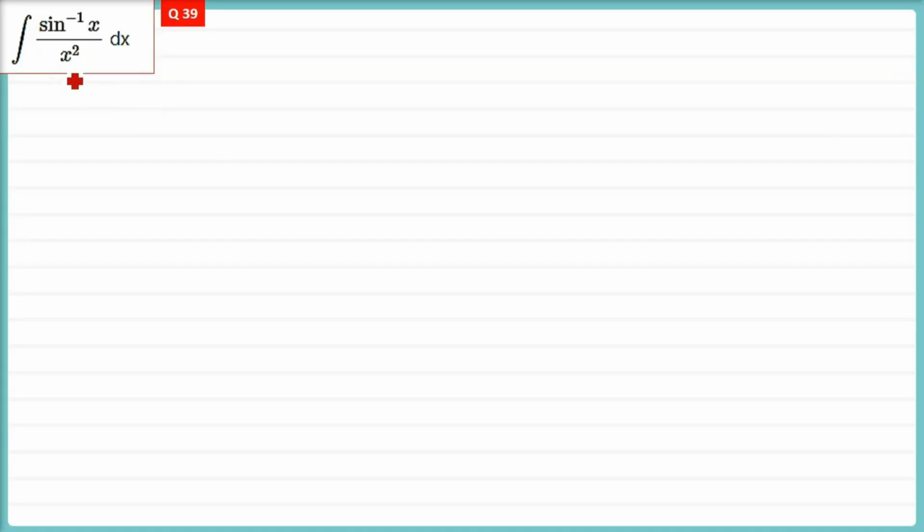Now this is sine inverse x divided by x square. So we have a sine inverse. We have to first of all get rid of this inverse, then only we'll be able to integrate it properly. So we'll put x equals sine theta. When we take x equals sine theta, theta will become sine inverse x.